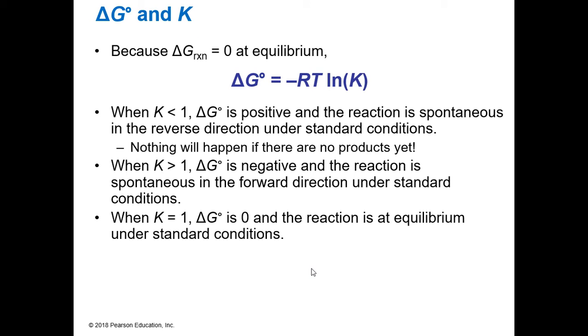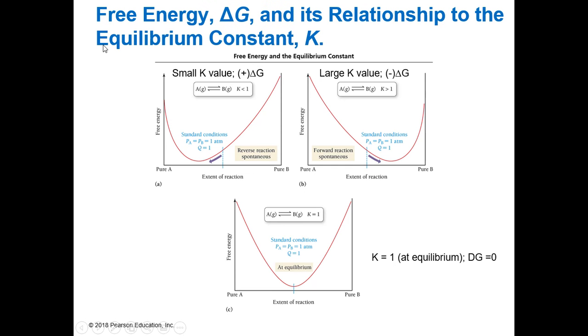So when delta G of our reaction equals 0, we are at equilibrium. So we can just say delta G naught is equal to negative RT ln of K. The reason for this is that when our K is less than 1, our delta G naught is going to be positive, and our reaction is going to be spontaneous in the reverse direction under standard conditions. So if we don't have any products yet, nothing will happen. But our K is less than 1, because if we look over here, we have a K value less than 1.